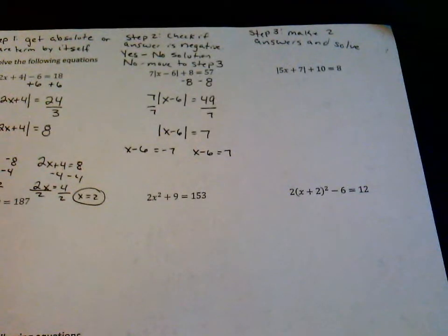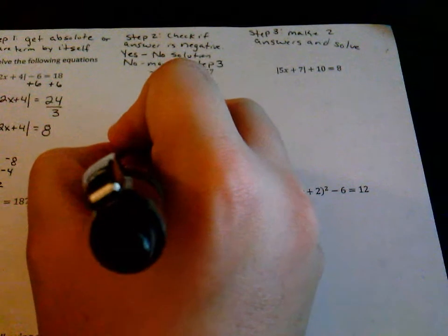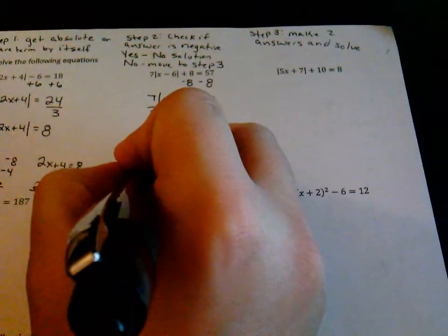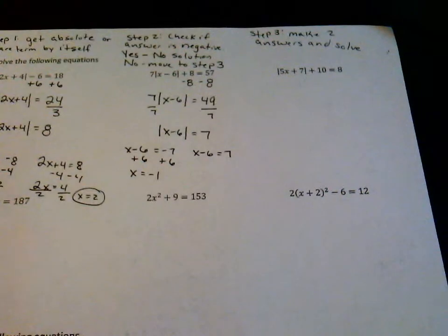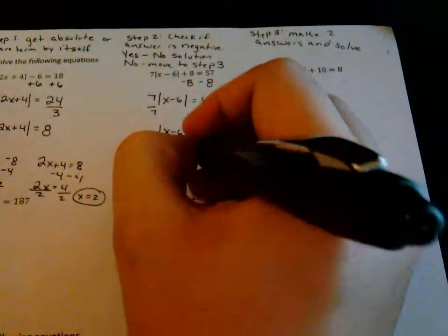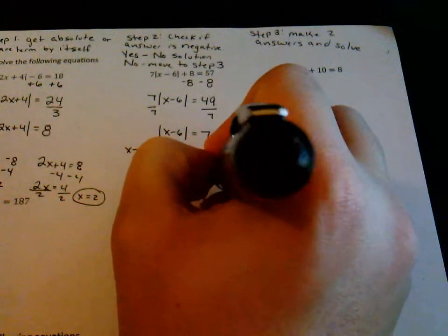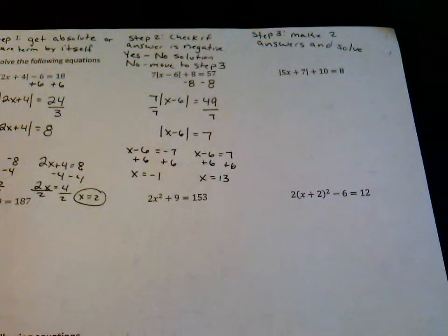Okay. Then we're going to add 6. This is the solving part. So now we get x equals negative 1. And we're going to do that to the second equation. Add 6, x equals 13. So we have x equals negative 1 and x equals 13.